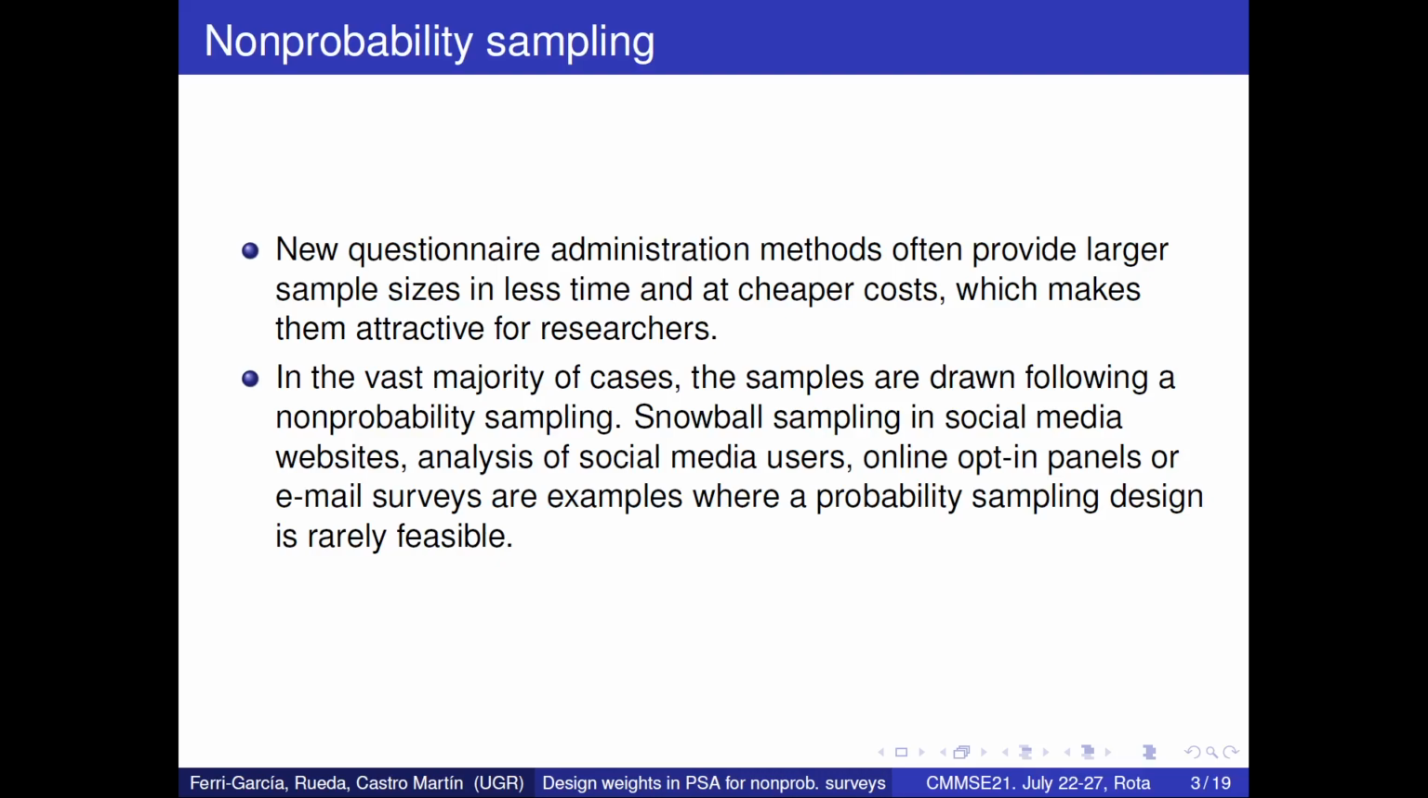However, they are usually administered in a self-selection manner. This is the case for snowball sampling, for online opt-in panels, or even email surveys. This means that the researcher has no control over the selection of the sample. And regarding big data, such as the analysis of social media users, the extraction of large datasets is often linked to data availability rather than probability sampling. Hence, we can encounter the same sort of problems.